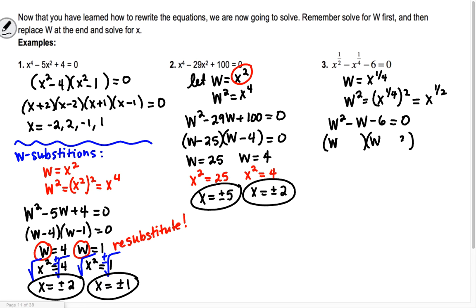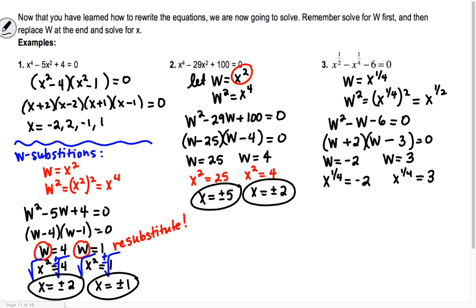W and W, probably 3 and 2, right? Outer and inner are 3W and 2W. We want it to make negative W, so we want the negative with the 3 and the positive with the 2. So we get two solutions. We get W equals negative 2 and W equals 3. But remember, we're not done because we need x equals. The original problem had x's. So we resubstitute. W is replaced with what it's equal to, x to the 1/4. So I have x to the 1/4 equals negative 2, x to the 1/4 equals 3.